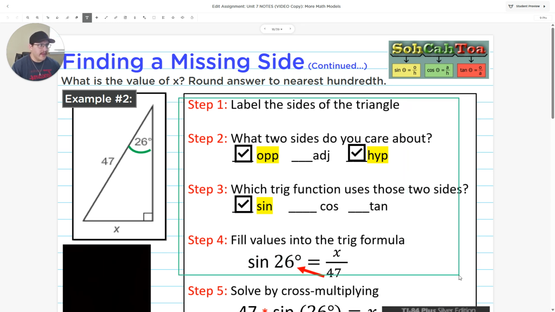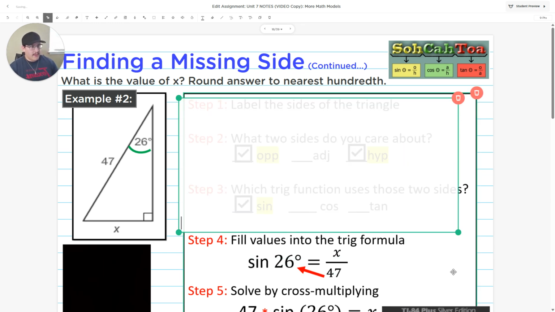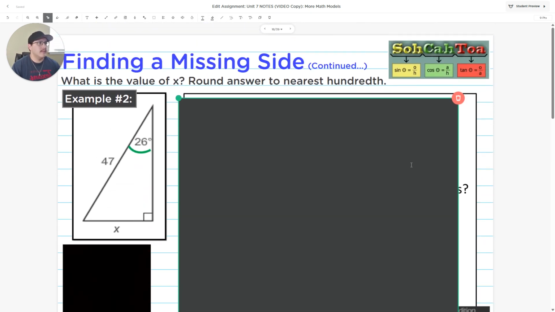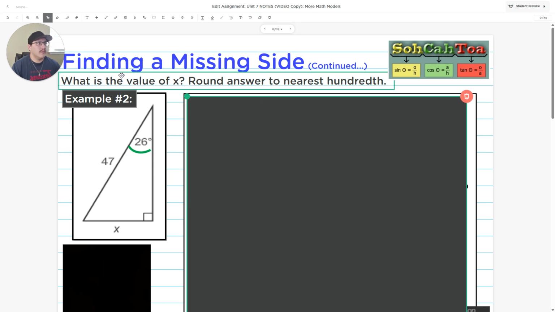Okay, so in this example, if you're looking at the triangle part, we have a triangle where one of the angles is 26 degrees. One of the sides is 47, and then there's an x value where we want to find that particular side. Question is, what is the value of x? Round the answer to the nearest hundredth.